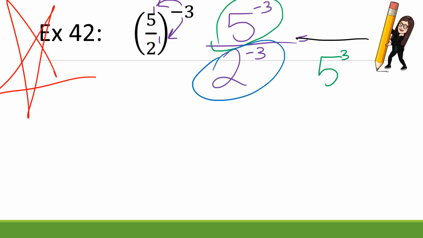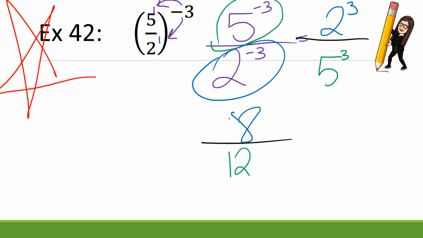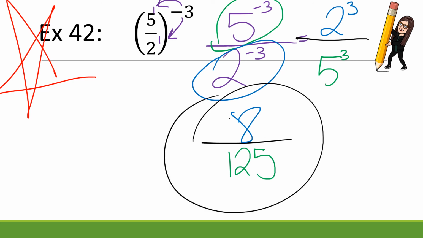The base of 2 has a negative exponent. It's on the bottom. I'm going to kick it to the top to make it positive. They are number bases. Let's simplify. 2 times 2 times 2 is 8. 5 times 5 times 5 is 125. Make sure if you can reduce the fraction to do so, but in this case I can't, so I'm done.